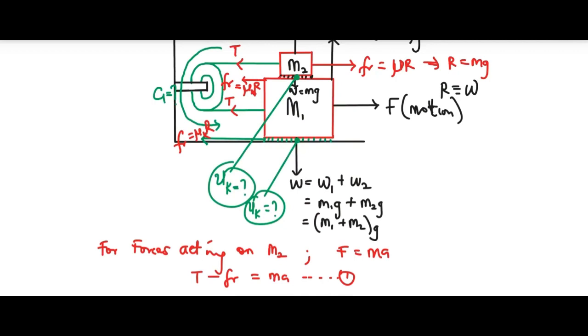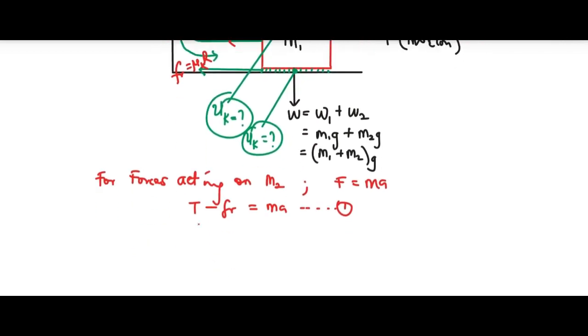Now for my Fr here, I'll have T minus mu R equals ma. Don't forget your R here, minus mu R. Your mu is mu k, and your R here is equal to M1 or M2 times g.